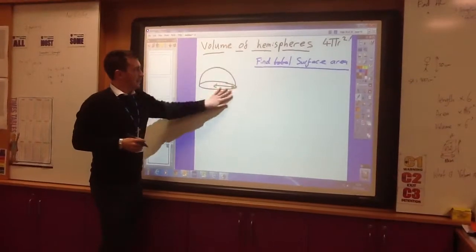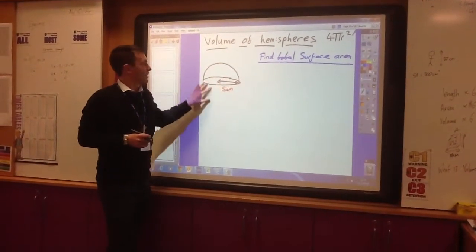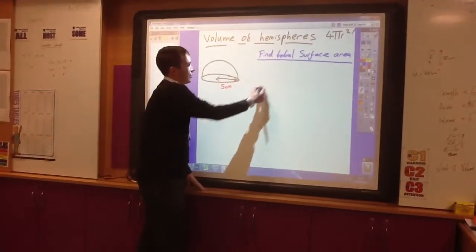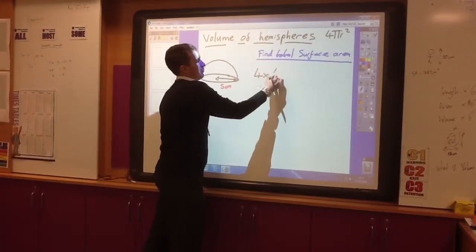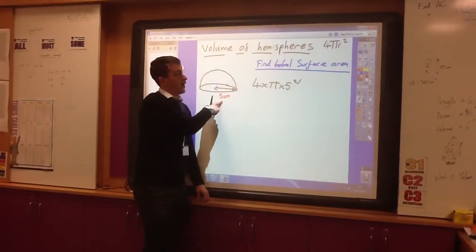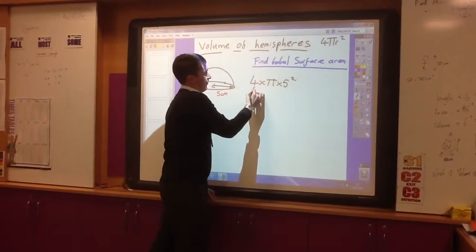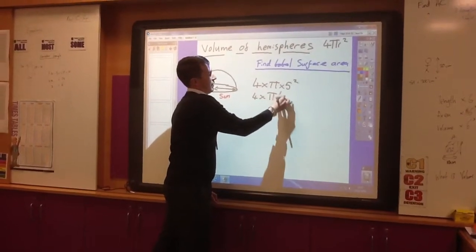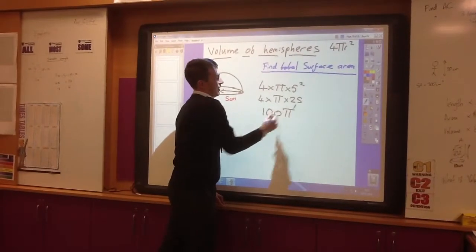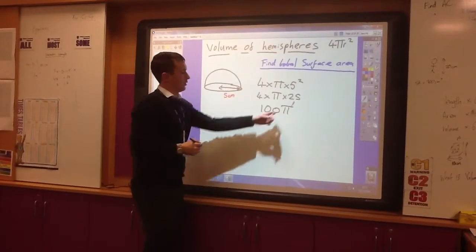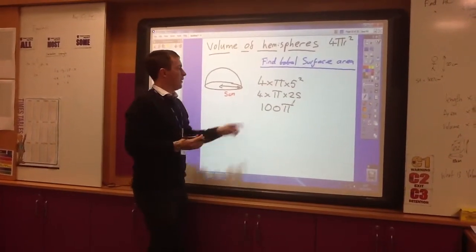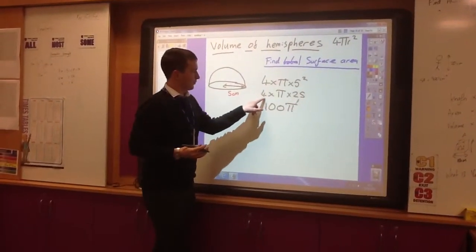So if we imagine this terrible diagram was an entire sphere, we can just plug our number into that there. So we'd do 4 times pi times 5 squared, because our radius is 5, and we end up with 4 times pi times 25, which is 100 pi. 4 times 25 is 100, and just attach the pi. It's non-calculator, it's asked us to leave it in terms of pi. That would be the full sphere.